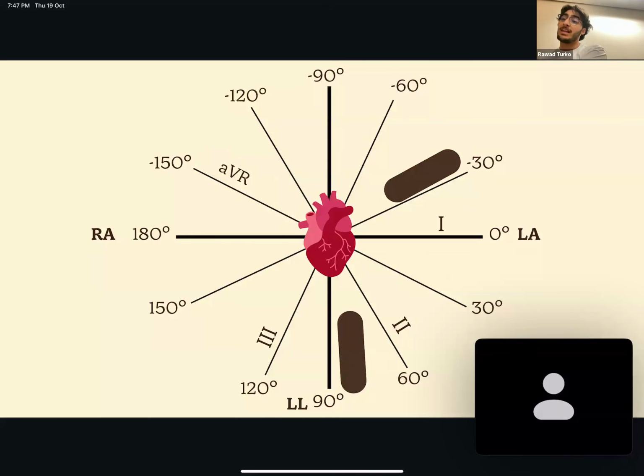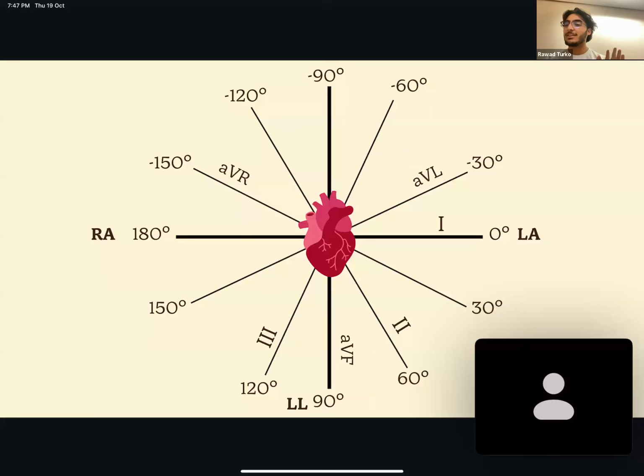Then we have AVL, left arm being the positive electrode. Negative 30. And finally, AVF. Perfect. Is every single person in this Zoom meeting, is everyone with me so far?